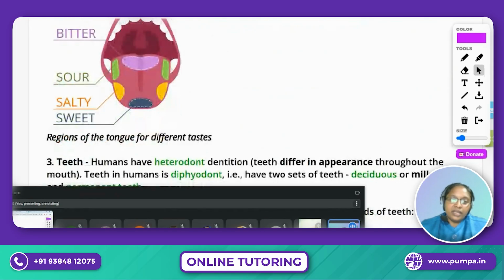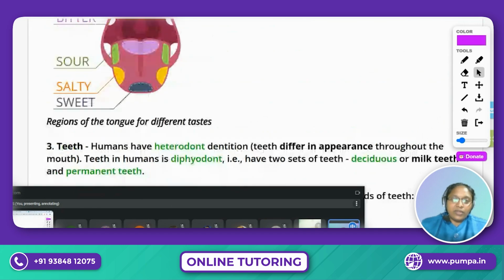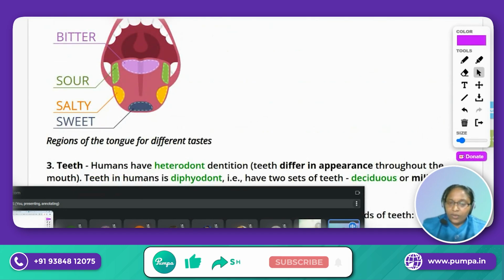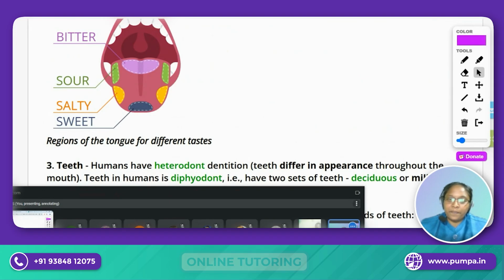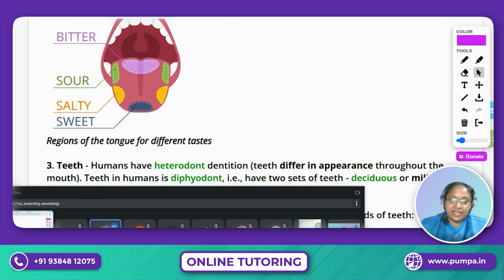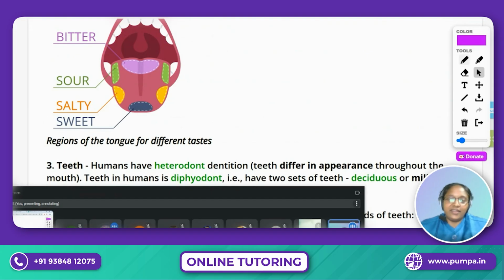Next is the teeth. But one more thing, children: do you think any taste is missing here? Yes, Sanjay. Spicy, very good. It is hot, right? Yes, very good.